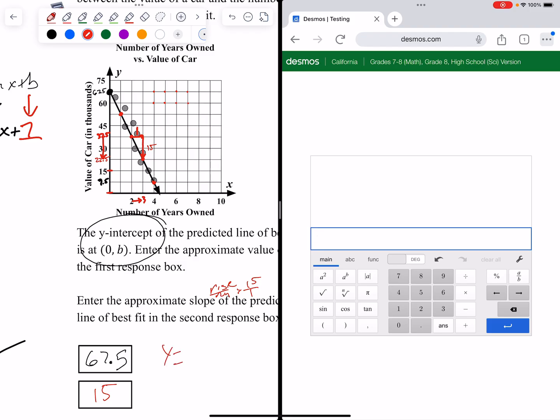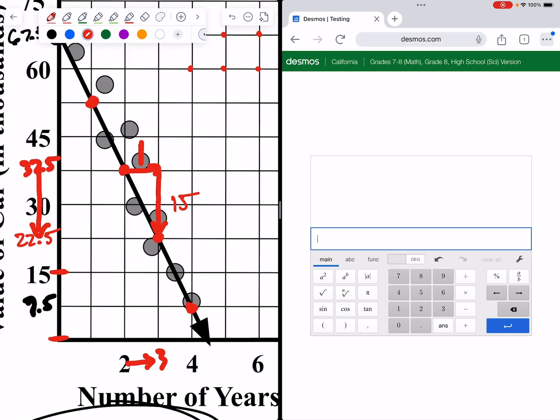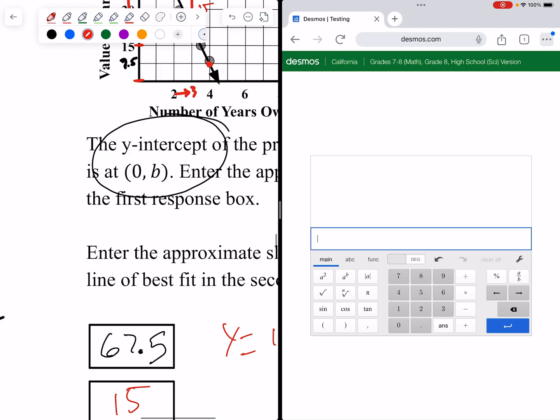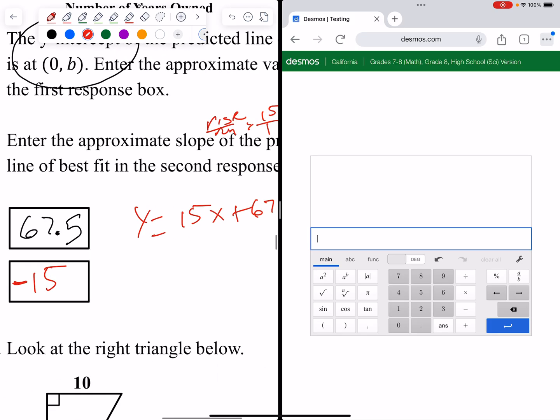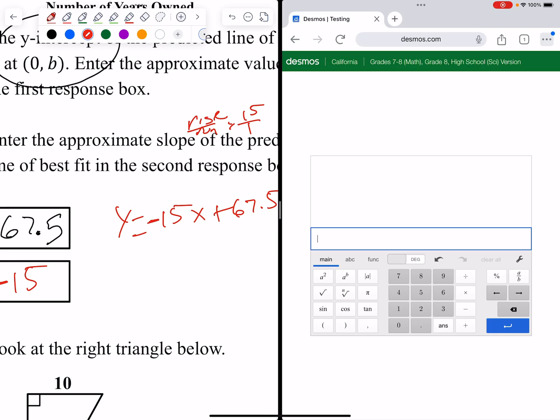So if I write the equation of a line, y equals 15x plus 67.5. Oh, and this is why I like doing this. Why is this wrong? I am going down. So that is a negative 15. So let's put a negative there. And if I do negative, now I know my equation is going down because my line is going down. Okay. All right.